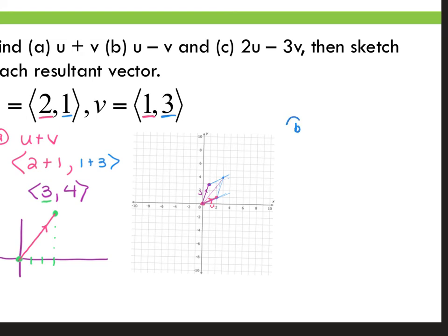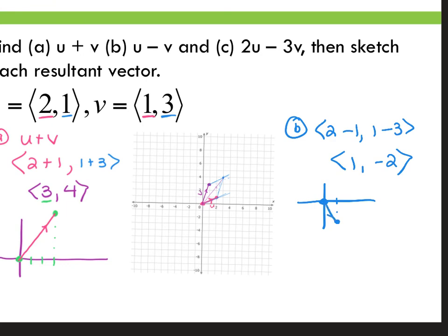B is U minus V. So I would do 2 minus 1 and 1 minus 3, which is 1, negative 2. The result of that would start at 0, 0, right 1, down 2, and my graph would look like that.